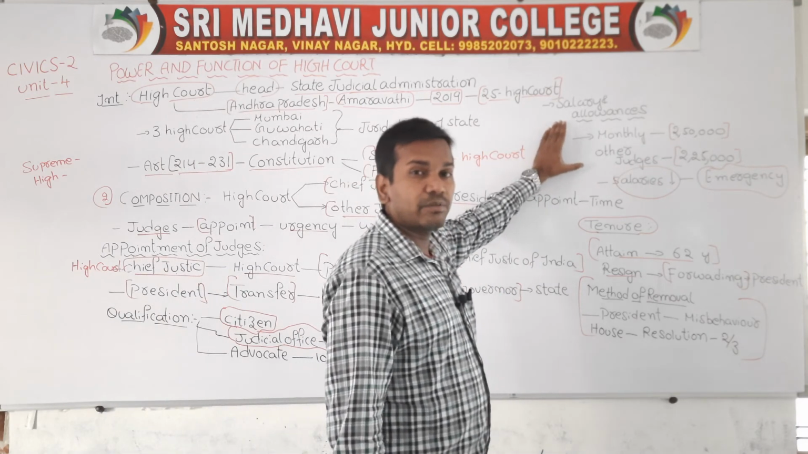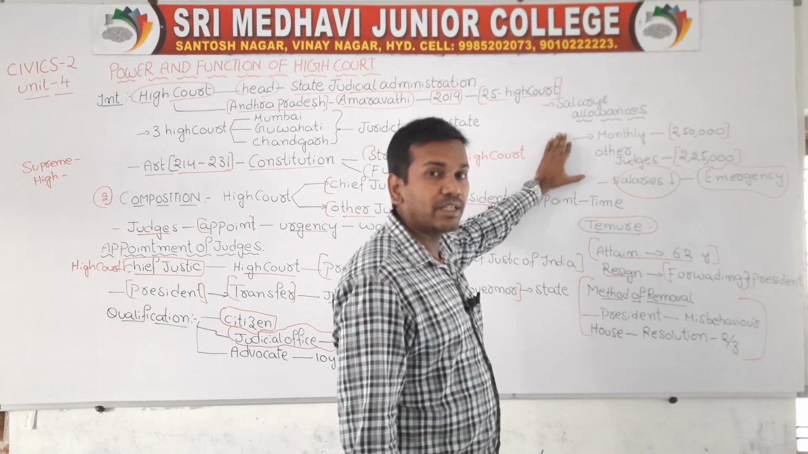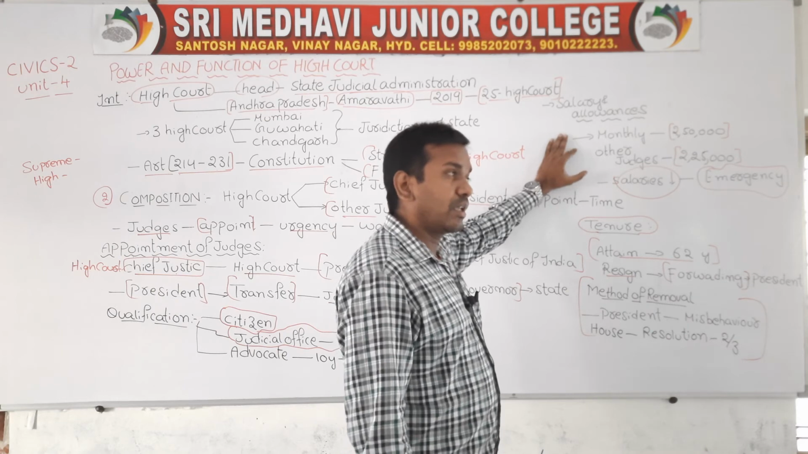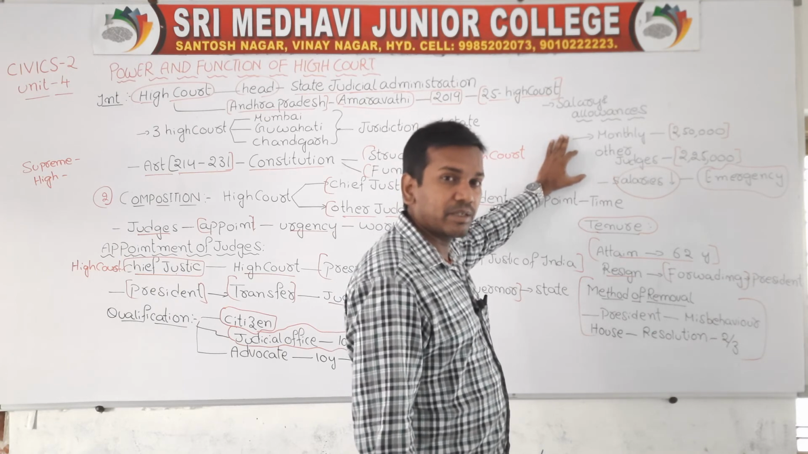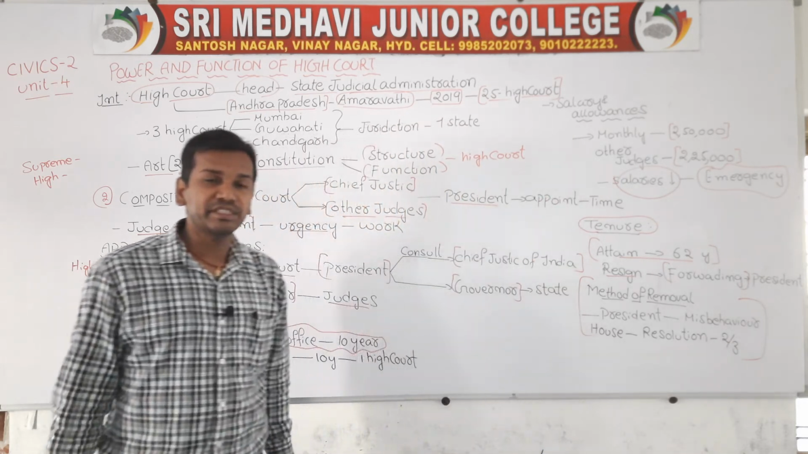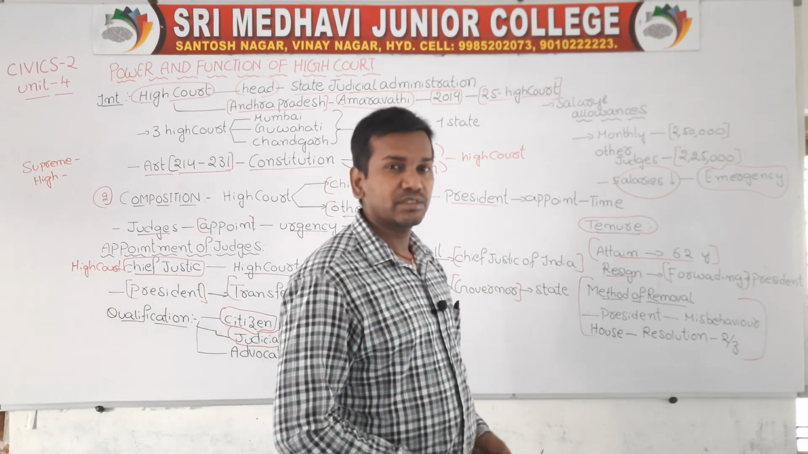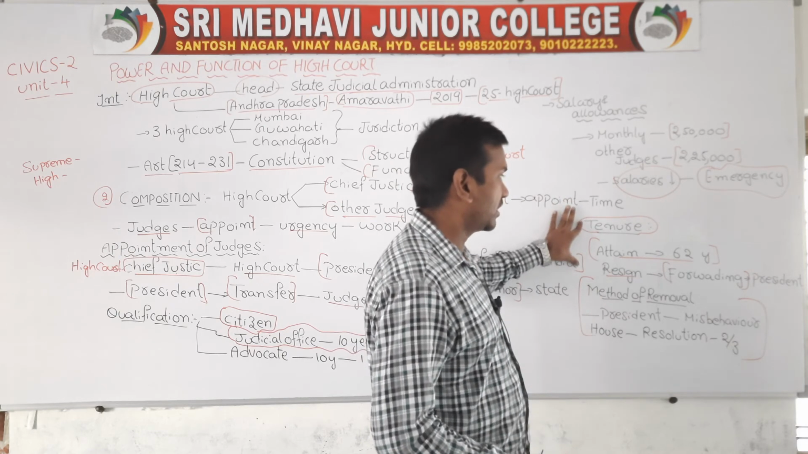Now salaries and allowances. When we talk about the Chief Justice, it is nearly 2,50,000. Other judges' salaries will be 2,25,000, a difference of 25,000. And one more point here: during an emergency situation, the salaries can be decreased also. Whenever the situation is in an emergency condition, the salaries of the judges will decrease.